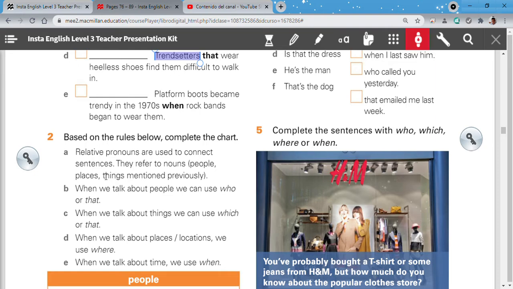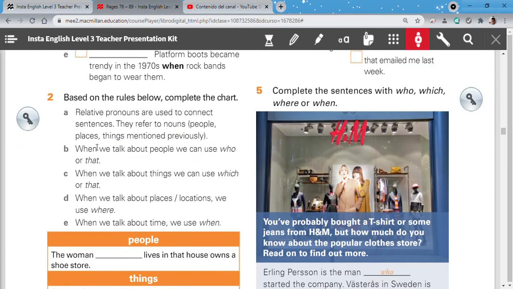Let's see if you understand the idea. Based on the rules below, complete the chart. Vamos a completar este cuadro. Letter A. Relative pronouns are used to connect sentences that refer to nouns like people, places, things mentioned previously. Okay, I repeat. Letter A. Relative pronouns, so in plurals, are used to connect sentences. So they are like connectors, okay? They refer to nouns like people, places, things mentioned previously.